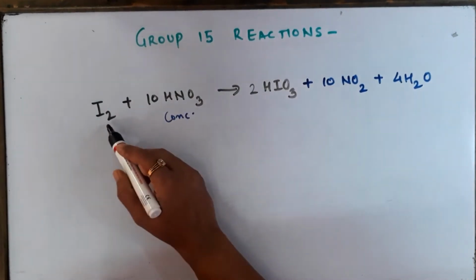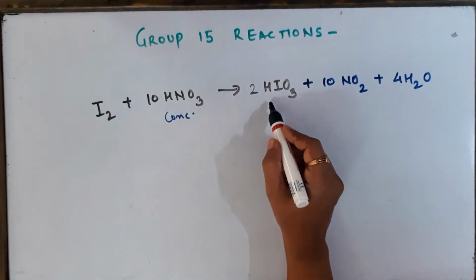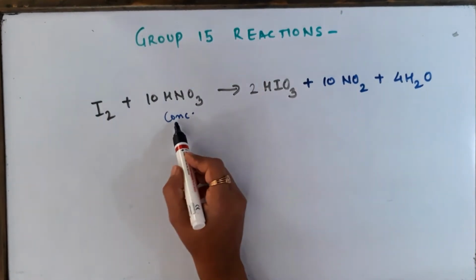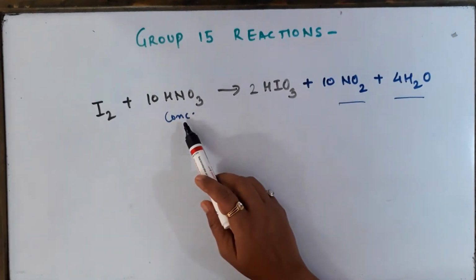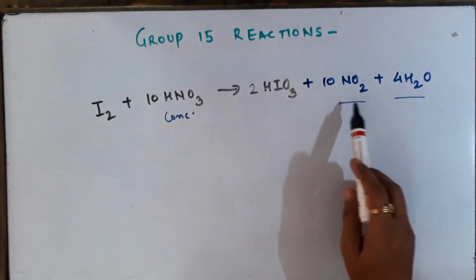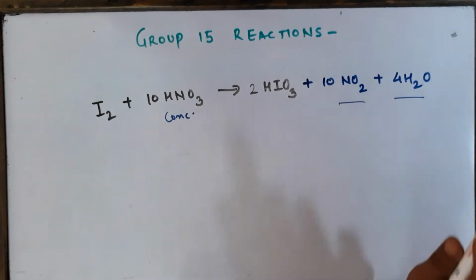This is also a logical reaction where you can see that we are taking concentrated HNO3 as an oxidizing agent. It is oxidizing iodine to iodic acid, HIO3, and itself getting reduced to NO2 and water. So whenever you take concentrated HNO3 as an oxidizing agent, it will decompose to give you nitrogen dioxide and water only.